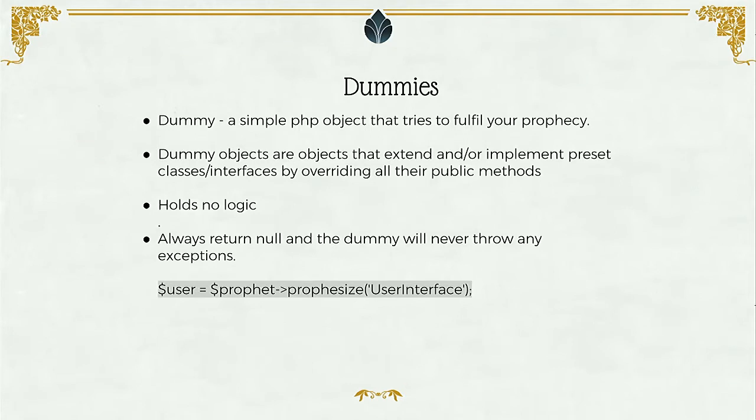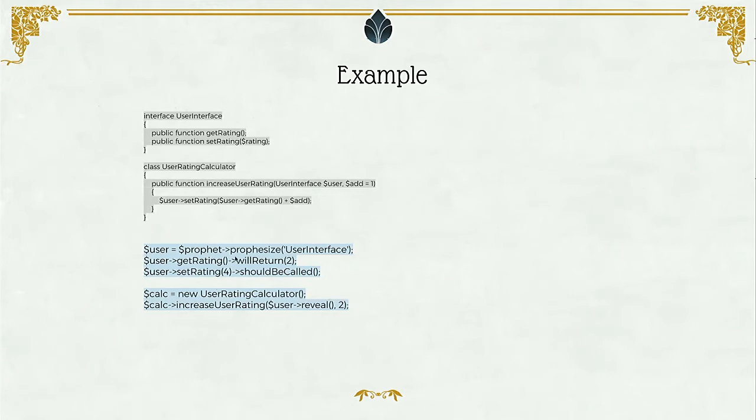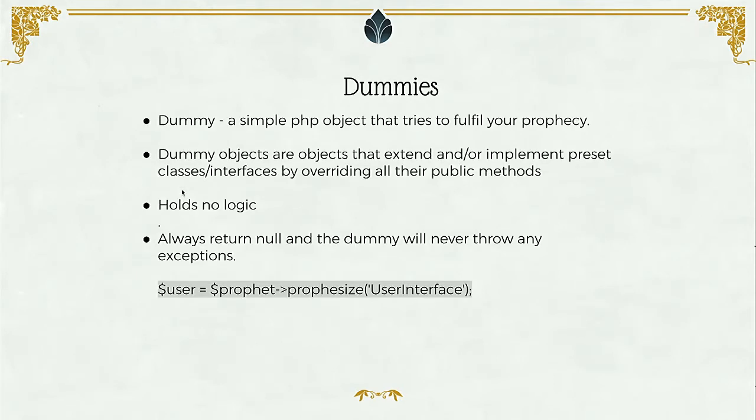Okay, first thing: what are dummies? The variable you're getting is actually prophesized from the user interface. This is our code, and this is called a dummy. It's the prophet prophesizing this interface. With dummies, you don't need to worry about it. It always returns null. You don't need to worry about what it does or whether it throws an exception. It won't throw an exception, and it doesn't have any logic at all. You're just creating a dummy object for a particular class or interface. That's all dummies are. This user variable doesn't know what the interface does; it just creates an object of the user interface.